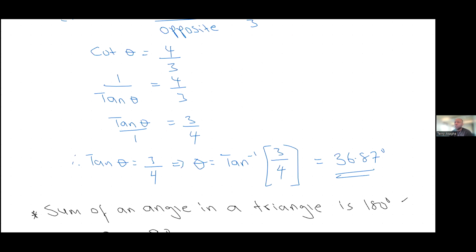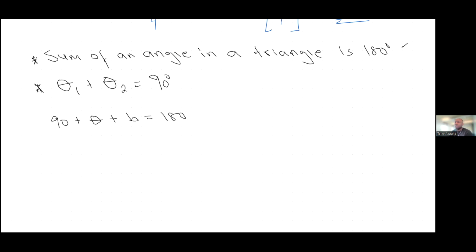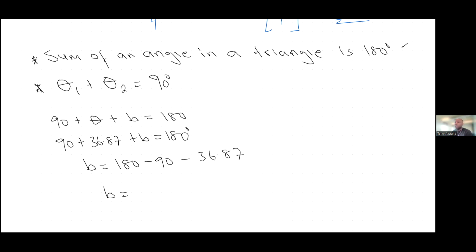So it's going to give us 90 plus 36.87 plus B must be equal to 180 degrees. I take all this to the other side. So B is going to become 180 minus 90 minus 36.87. And B is going to give you, when you press your calculator, 53.1 degrees, okay? 53.13 degrees.